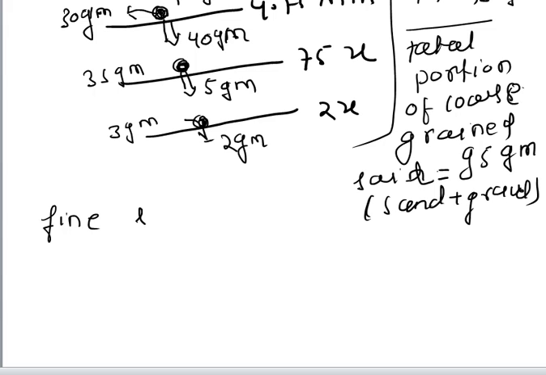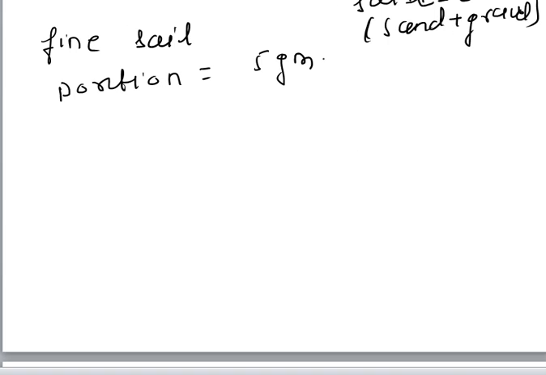So the fine soil portion is 5 gram only in this sample which we have considered. So what is this fine portion? This is silt plus clay.